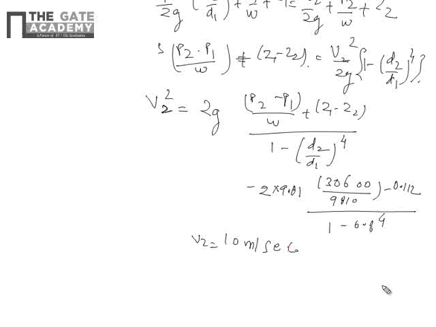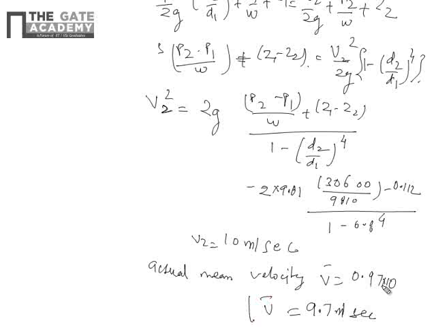So 10 meter per second, and the actual velocity is given by just multiplying this factor by the discharge coefficient whatever they have given. So the actual mean velocity will be given by v bar. So multiply this by 0.97 into 10. So you have it to be some 9.7 meters per second. So this is the answer, and if you see, then option number A is correct.